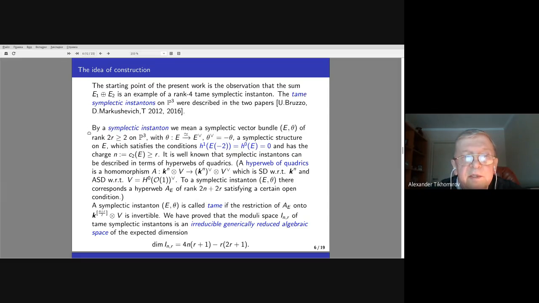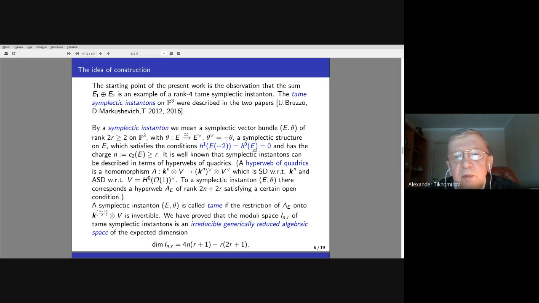By a symplectic instanton, we mean a symplectic vector bundle, E comma theta, of rank 2r, at least 2, on P3, with the symplectic structure theta, satisfying the vanishing of E twisted by -2, which is just called the instanton condition, and a second condition, the vanishing of sections of E.